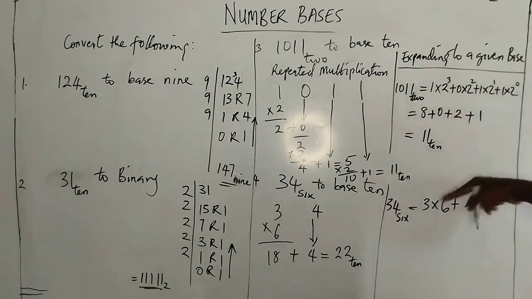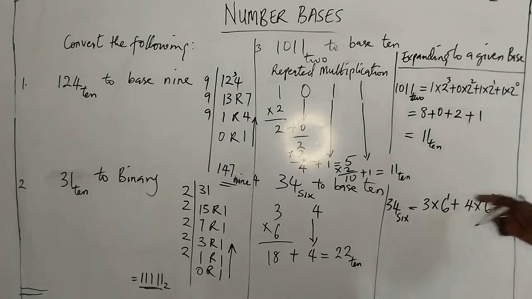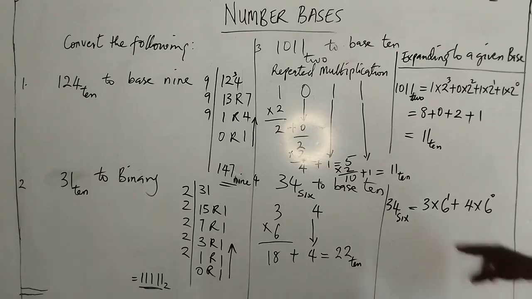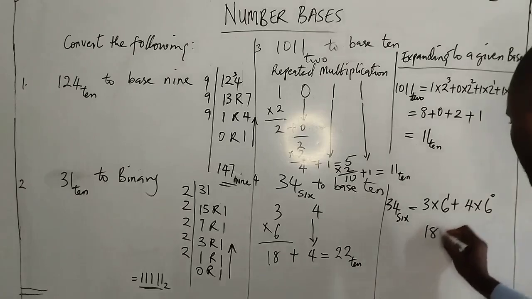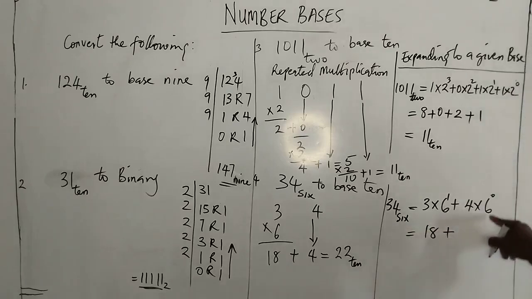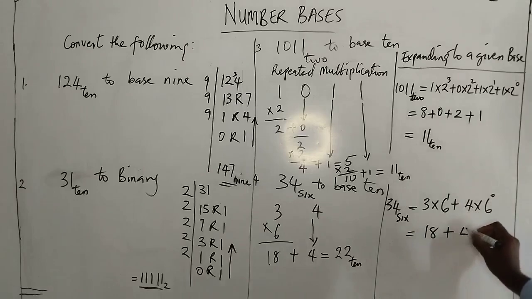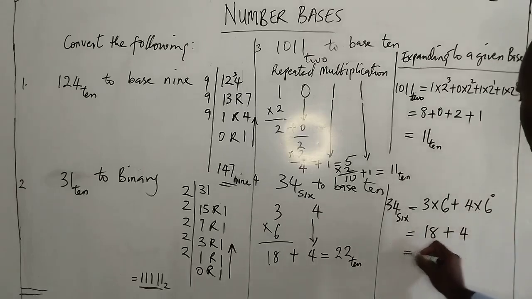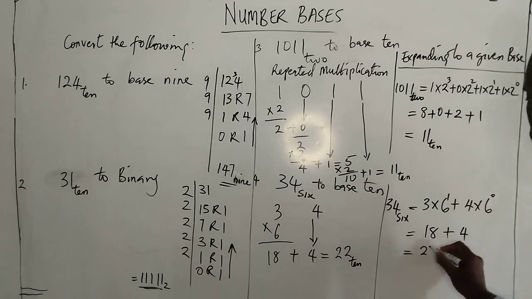Look at it. Now, the next thing is applying the knowledge of indices there. 6 raised to the power 1 is 6. 6 times 3 will give us 18, plus anything raised to the power 0 is 1. So 6 raised to the power 0 is 1. 1 times 4 will give you 4. And finally, 18 plus 4 will give us 22 base 10.